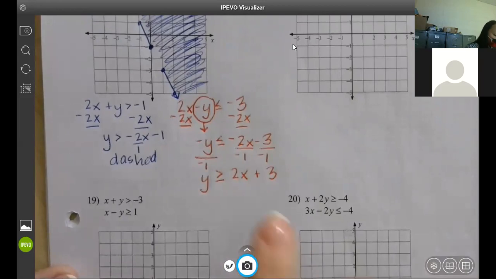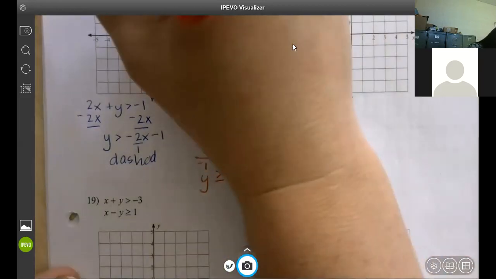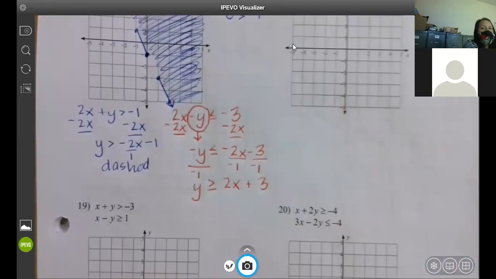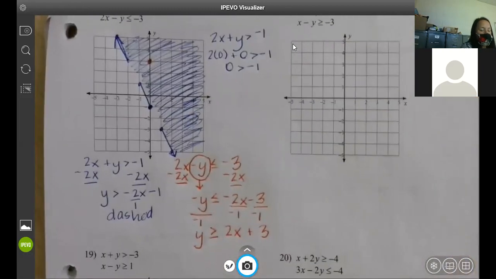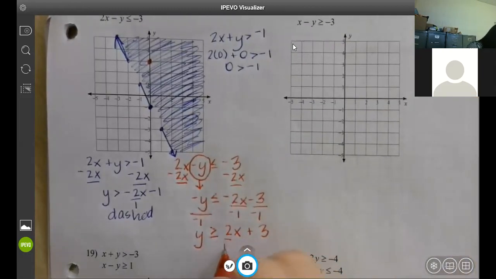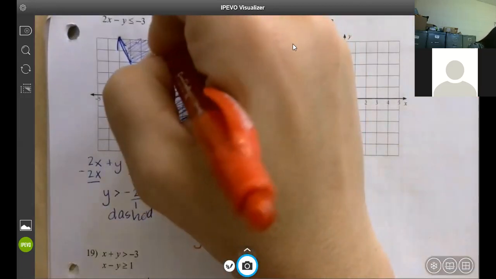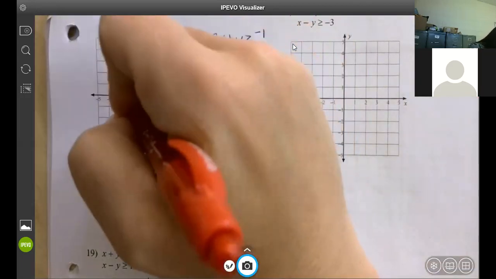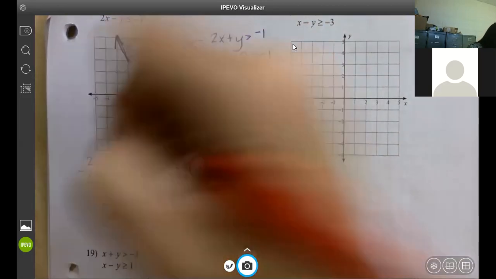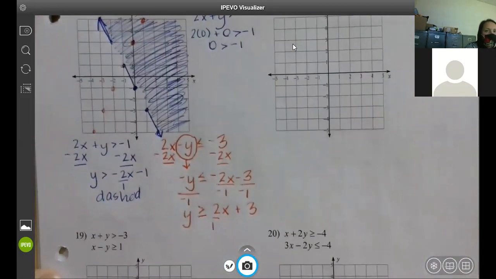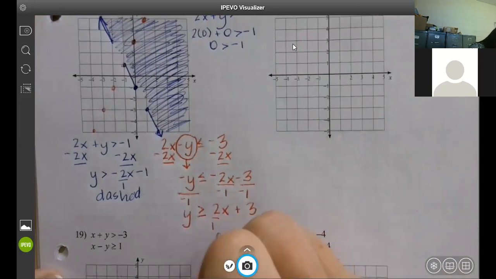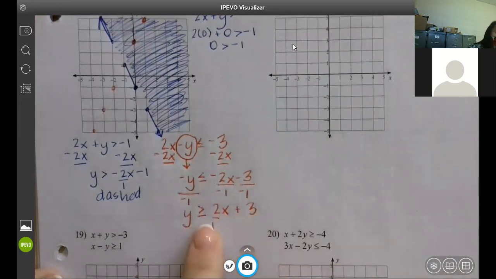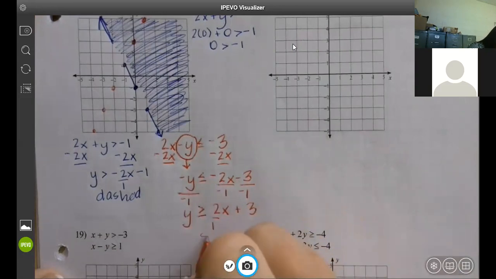So how do I graph this? I start at 3. My slope is rise 2, run 1, or go completely opposite. Is it solid or dashed? Solid.